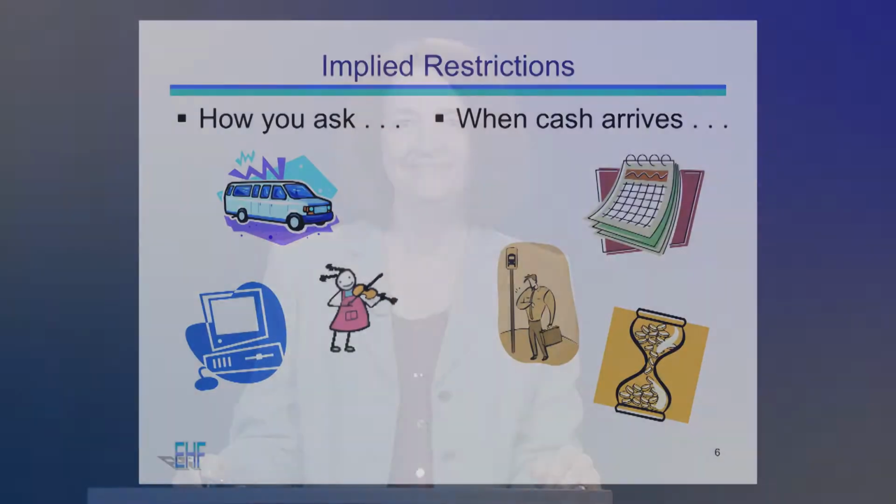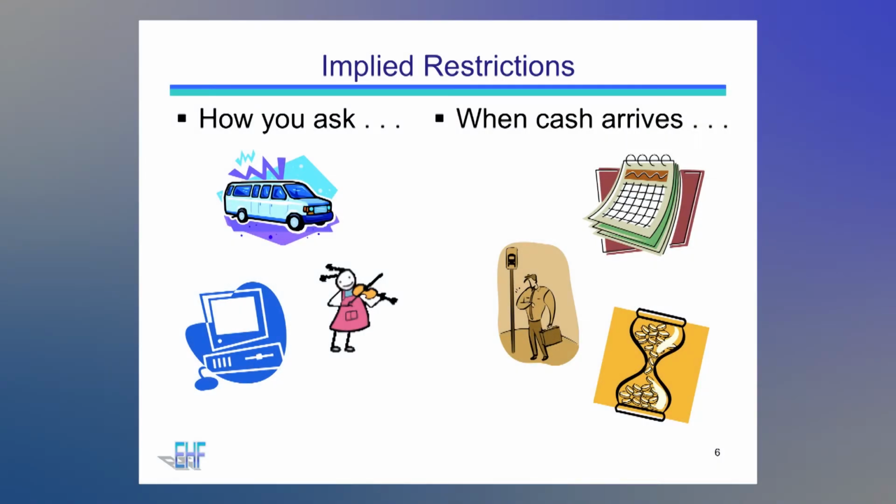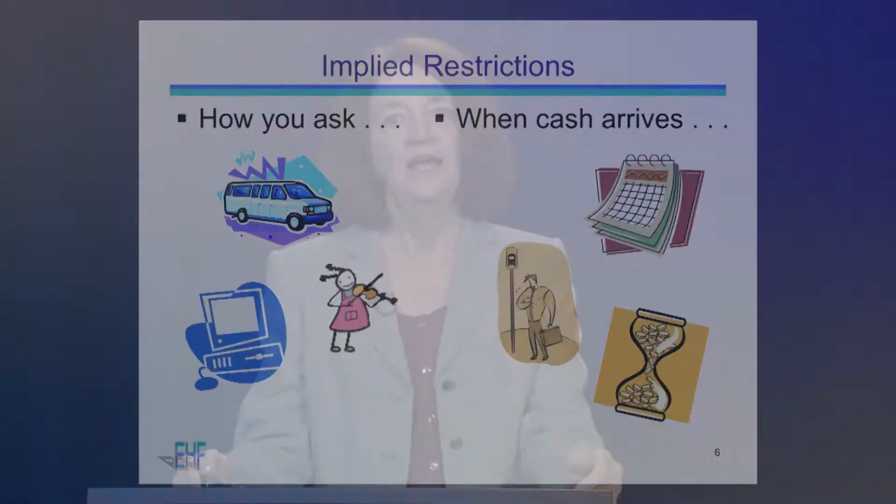You get the idea. How you ask for funding can imply a restriction. Funds raised during the new van campaign can only be spent to purchase the new van, as donors gave the money for that purpose. When the cash arrives can also imply a restriction. An award letter arriving this fiscal year may be restricted to next year if the cash does not arrive this year. The time restriction is implied by the donor's choice not to send the cash until the subsequent period.